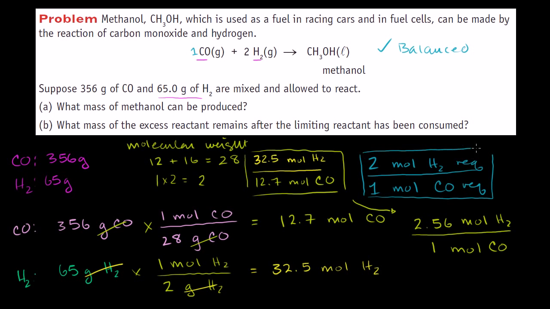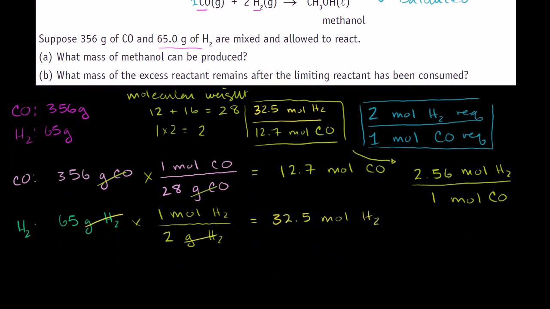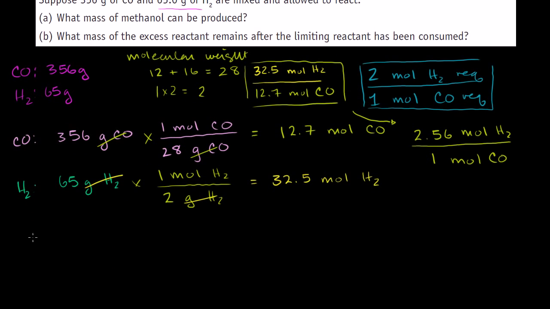It tells us that we need 2 moles of hydrogen for every mole of carbon dioxide. Based on what they've given us, we just figured out that we have 2.56 moles of hydrogen for every mole of carbon dioxide. So we have more than enough hydrogen, right? We only need 2 for every mole. We have 2.56. So we have an excessive amount of hydrogen. So the excess reactant is the hydrogen. Hydrogen is the excess reactant. And the other one's going to be the limiting reactant.